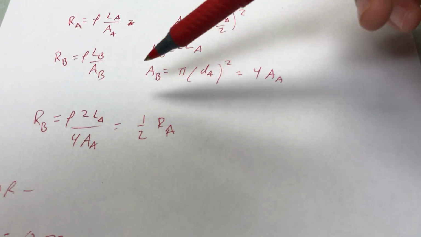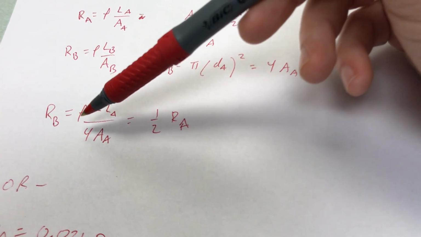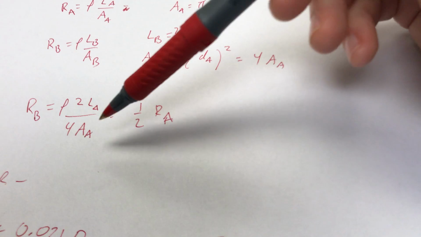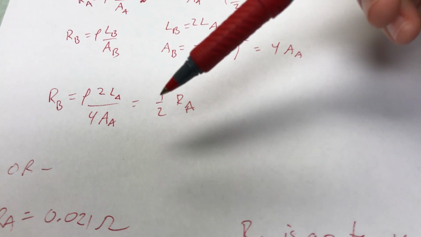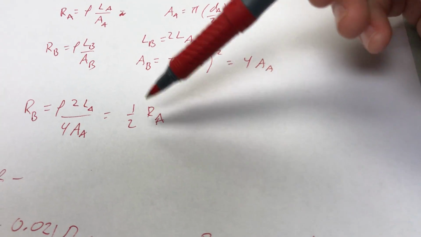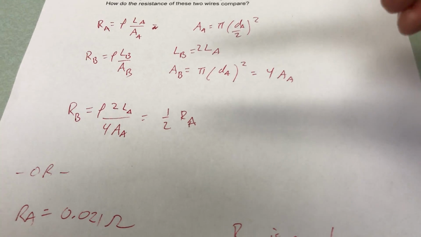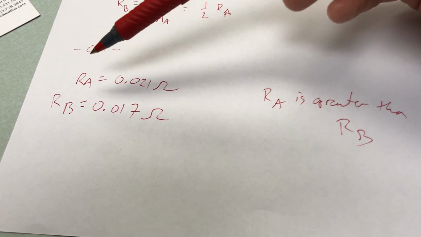Now if I put that into my new resistance, it's rho times twice the length divided by 4 times the area. So it doesn't cancel. It's actually half the resistance. So I've doubled the length and doubled the diameter, and it's half the resistance.